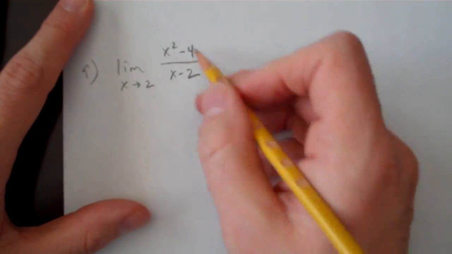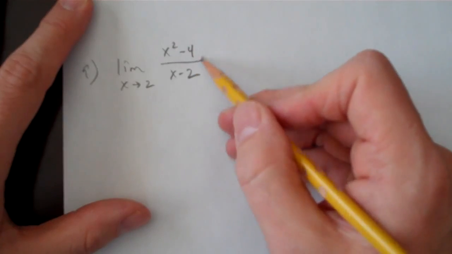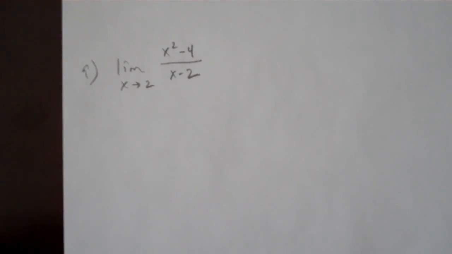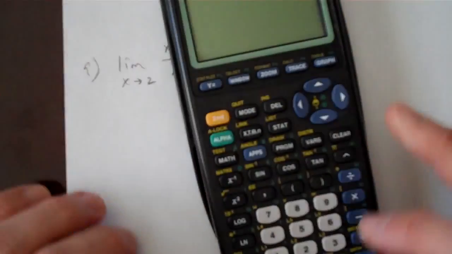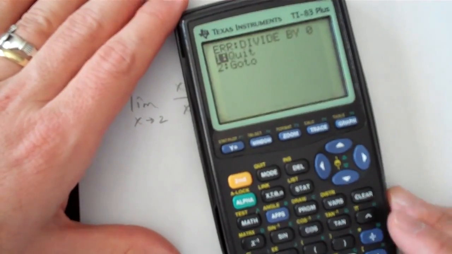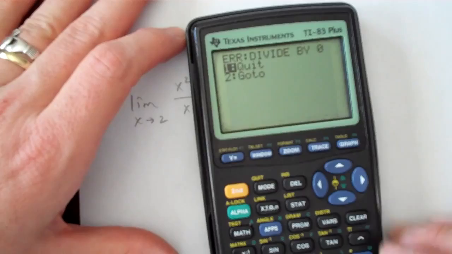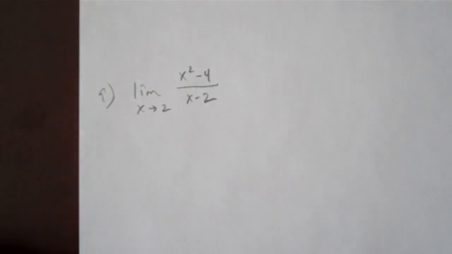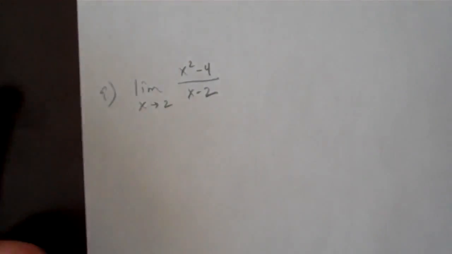If you plug in 2 right now the way it is, you get 0 on top and 0 on the bottom. 0 over 0 is not an acceptable answer for a limit. It's not even defined in terms of math. You can even ask your calculator what's 0 over 0, and it tells you an error. It doesn't like it. Here, I'll even ask my calculator. Hey, calculator, what's 0 divided by 0? It says error divide by 0. I can go back and change it, but it doesn't help now. Divide by 0 error. We can't divide anything by 0 and still have it defined in terms of math.